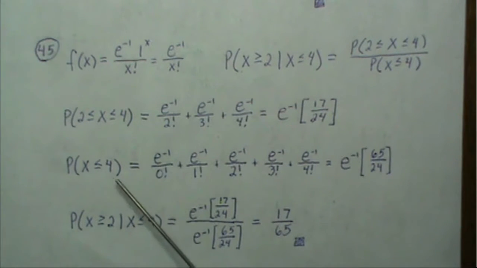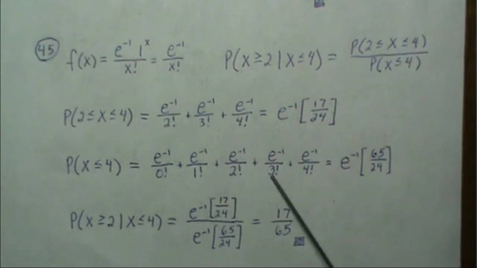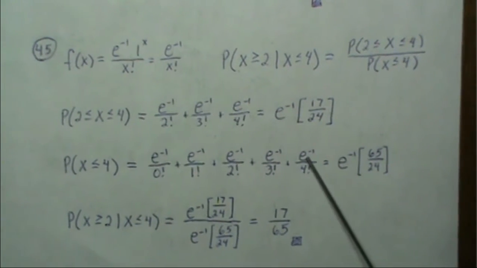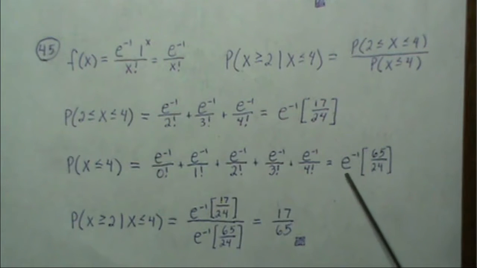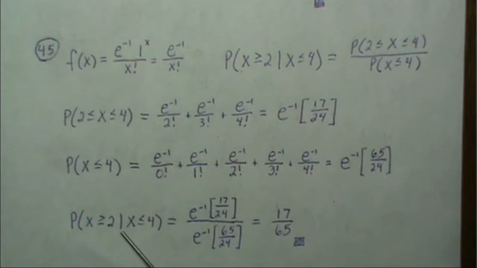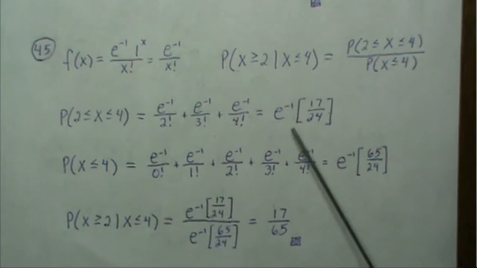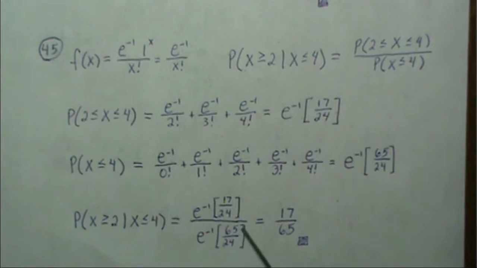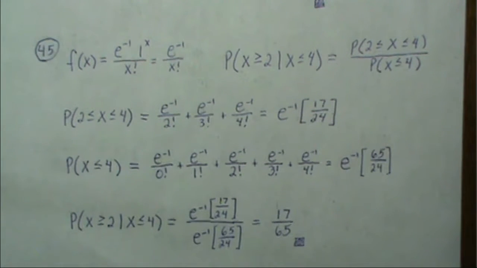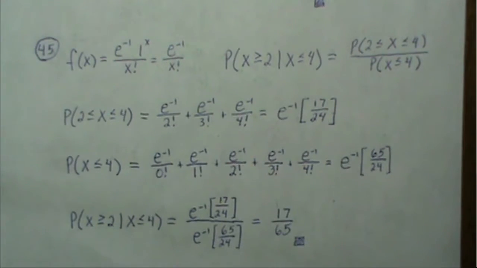Now the denominator, the probability that x is less than or equal to 4. That means 0, 1, 2, 3, 4. So we plug in 0, 1, 2, 3, 4 to our probability mass function, factor out an e to the minus 1, add the rest, and we get this. So the probability becomes the division of this and this. The e to the minus 1s cancel, and then this reduces to 17 over 65.